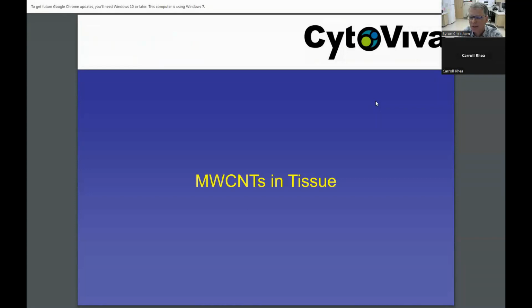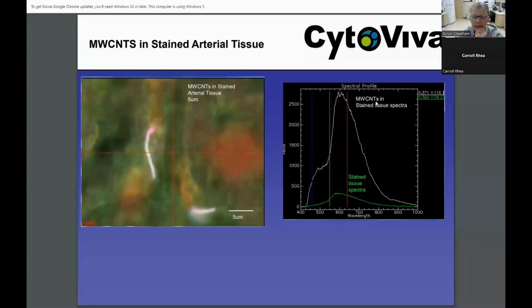Now we want to move on and just look at some multi-wall carbon nanotubes, but we want to look at that in stained tissue. As many of you would know that have ever worked with a pathologist, their comfort zone with any tissue is to make sure that they have that stained. That's their roadmap for the tissue. And you can also look at nanomaterials in stained tissue.